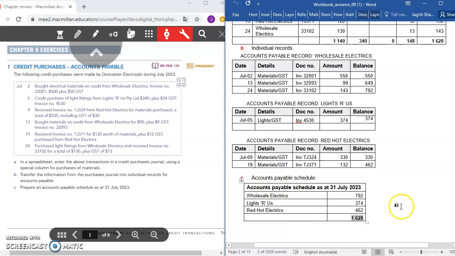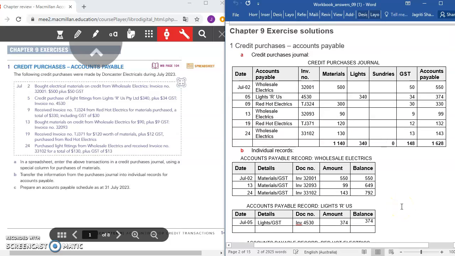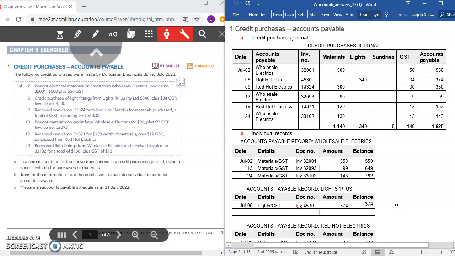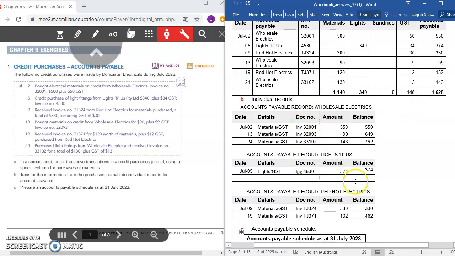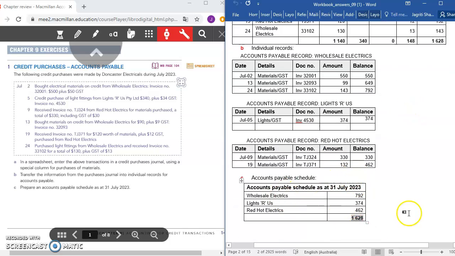Now again, for this question to be fully correct, you need to make sure you're putting the entries correctly over here, and then everything follows from here. Once you've done the credit purchases journal, you do the individual records and then you make the accounts payable schedule. Hopefully this was easy enough to understand.